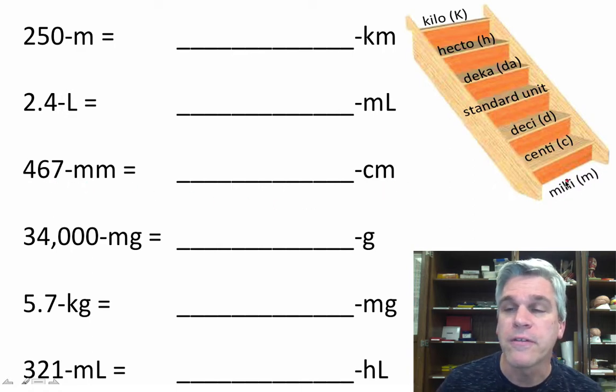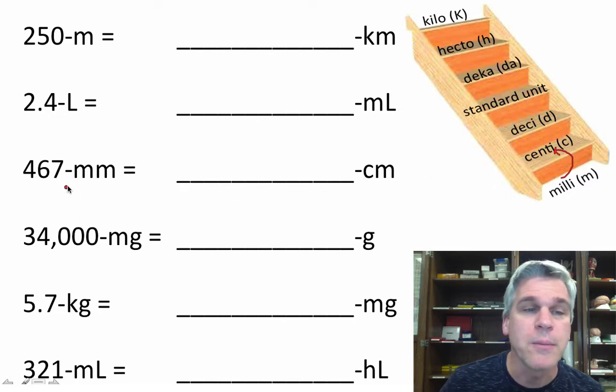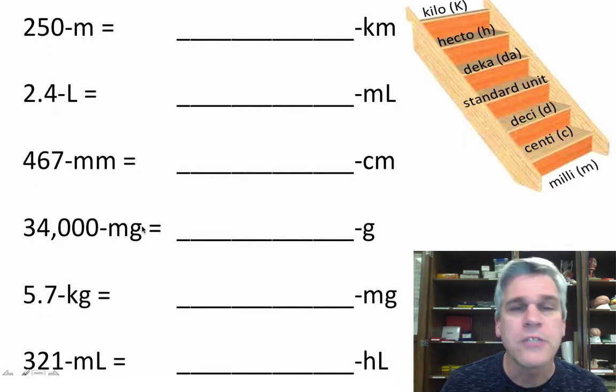Next is 467 millimeters, and I want to go to centimeters. So I start at millimeters, and I'm simply going up 1 step to centimeters, which means I'm going to move my decimal point over 1 space to the left, and this becomes 46.7 centimeters.